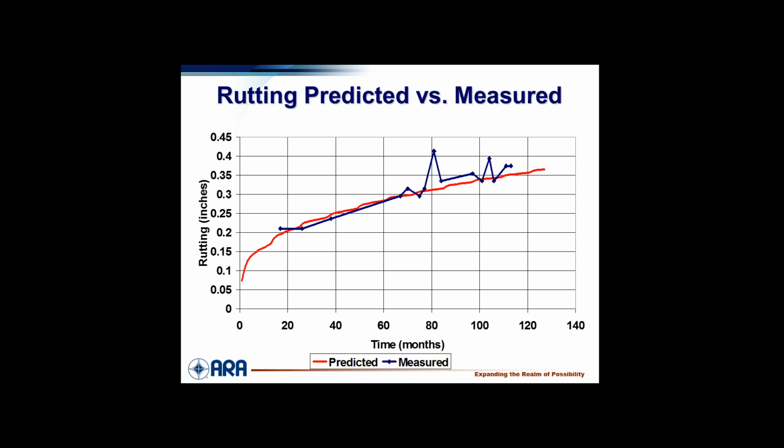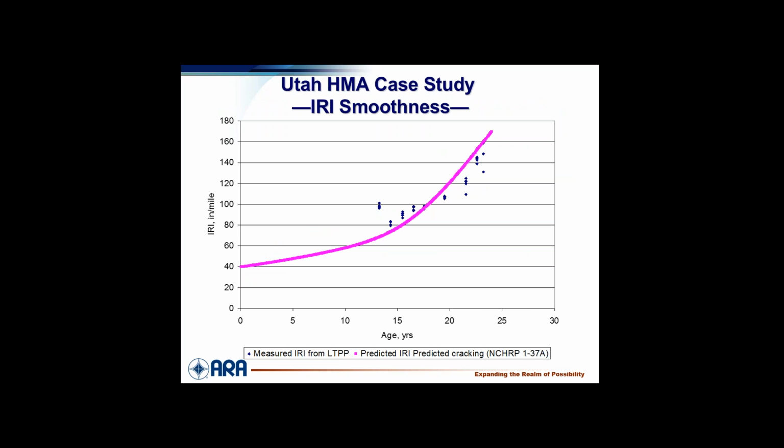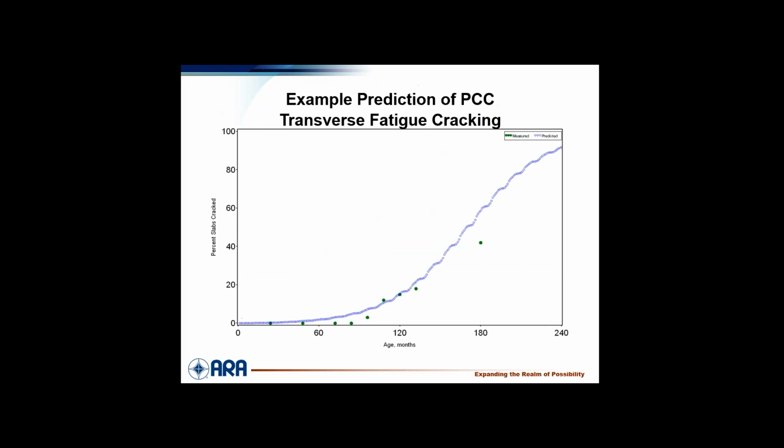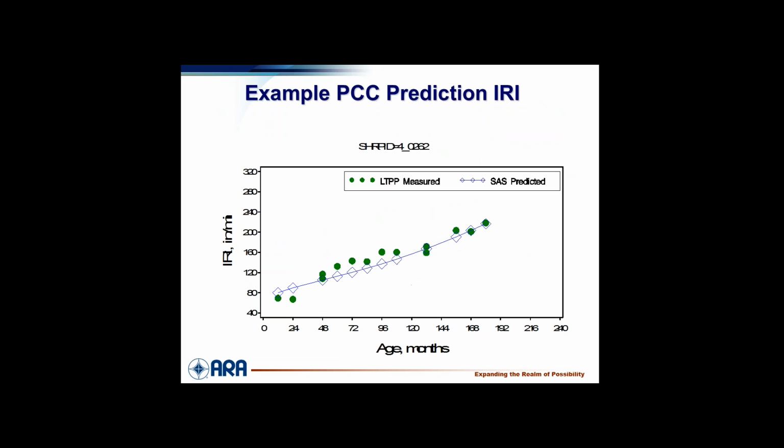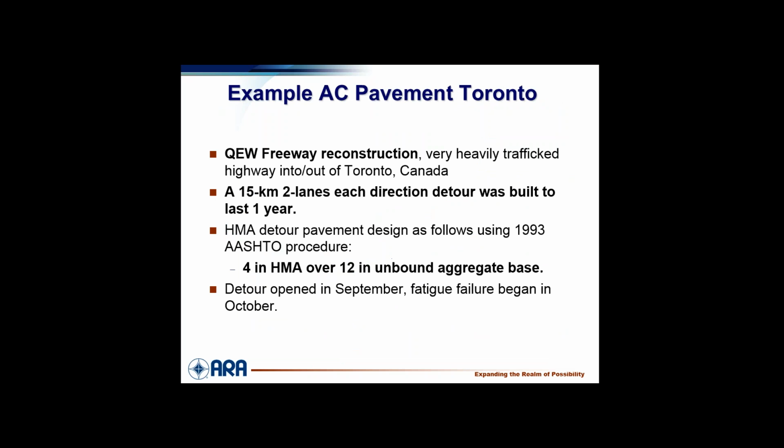Predicting, this is rutting. The black line there is measured. They're not all this good. But here's IRI for asphalt pavement. Here's concrete. This is cracked slabs. There's the data showing that. And then IRI for concrete. The green is the actual measured data. So our calibrations on these 3 slides look great. I can show you some slides that don't look so great too. But I won't.